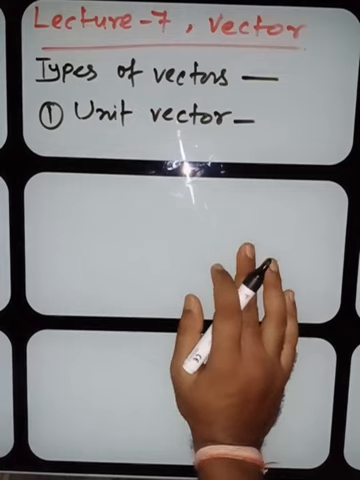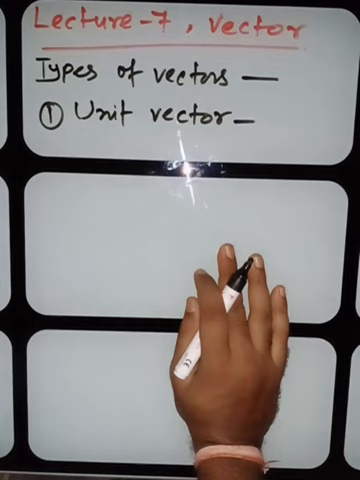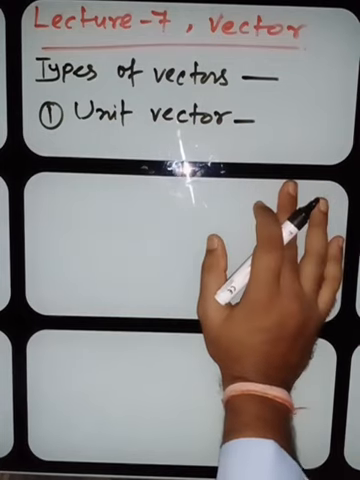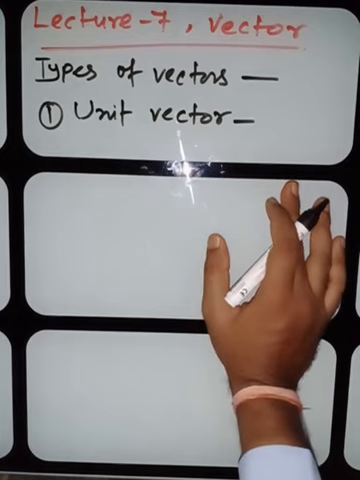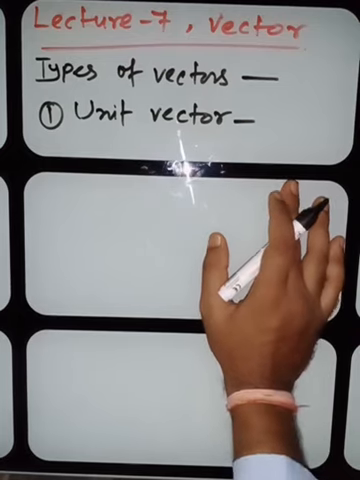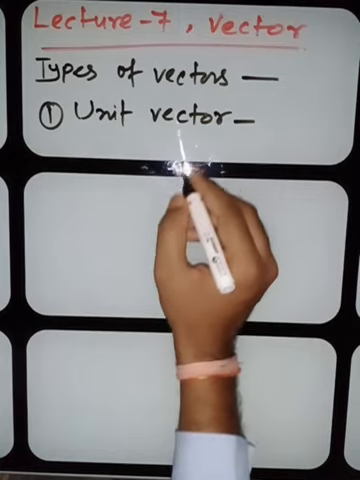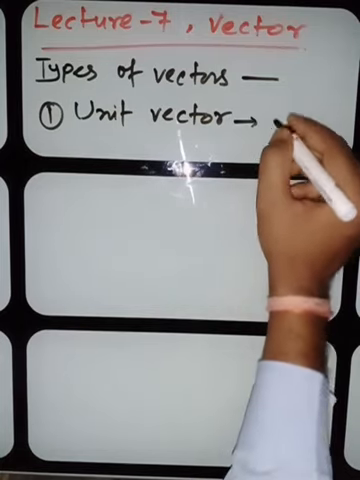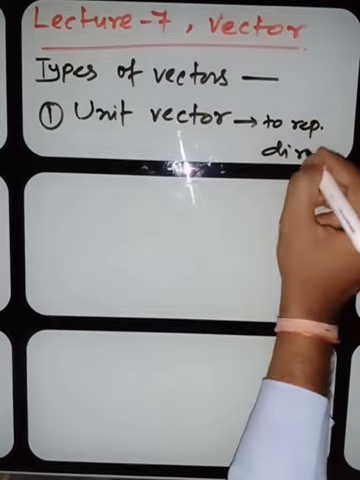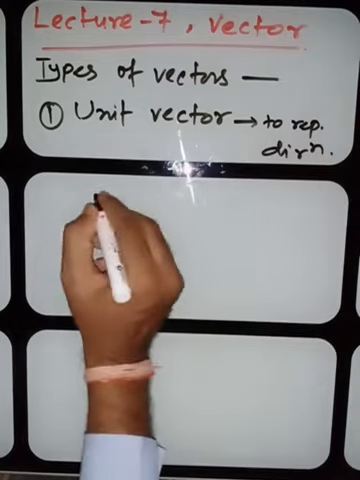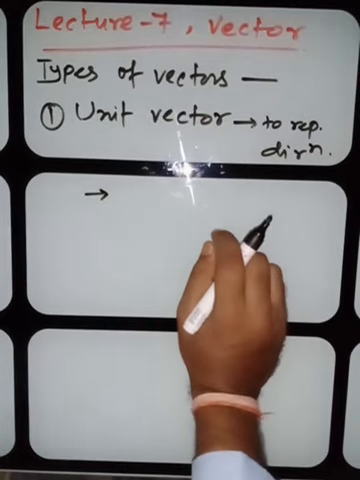Remember, write down the direct definition of this one. It is used to represent the direction of any vector. A unit vector is always used to represent the direction. So you can write its properties one by one. To represent direction, in short I'm writing, you must mention it in your notebook.